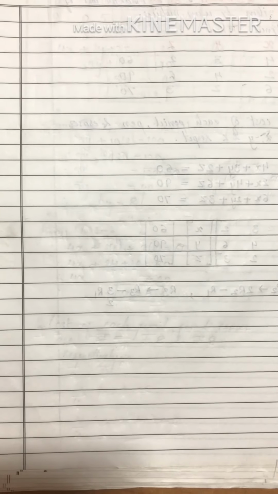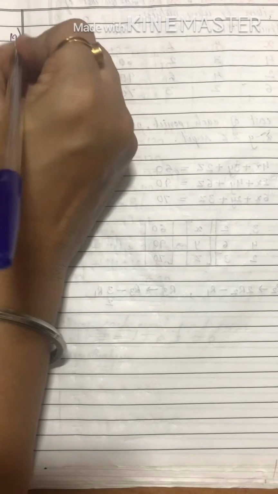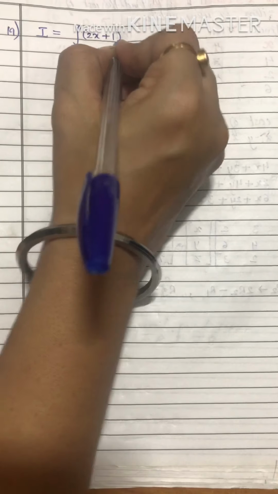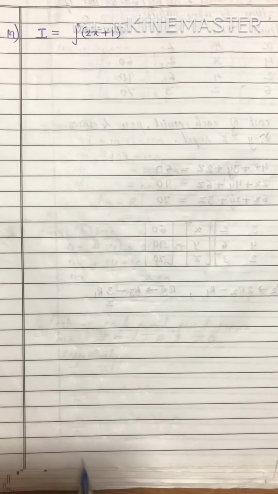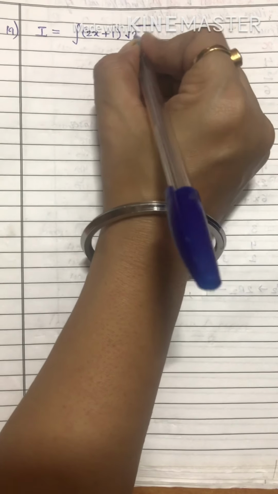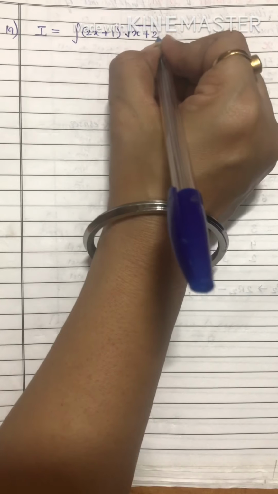Okay, let's take another sum. This is sum number 19 from main question number 1 of 3.2a. The question is the integral of 2x plus 1. In this, the substitution is a little different, so I have chosen this question. What we have here is x plus 2 under the root sign.